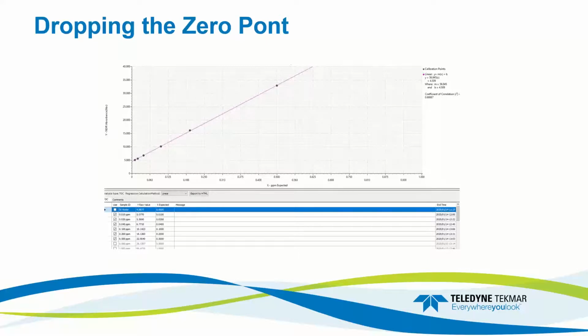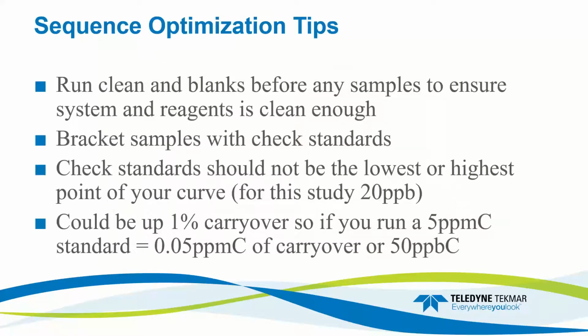Some other things that we need to really focus on here is how do we optimize our sequencing of our samples? How do we do certain things to make sure we're getting the best performance out of the system? Well, we're going to need to run a clean and blank before any samples to ensure the system and reagents are clean enough. If we don't do this and we have a dirty system or high blanks, we're never going to be able to achieve the low level. Also, as I said before, make sure we bracket our samples. Our check standards should not be at the lowest or the highest point of our curve.